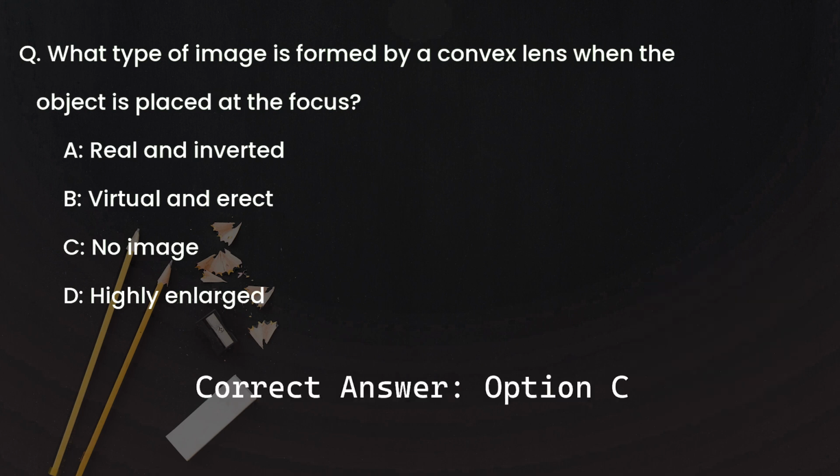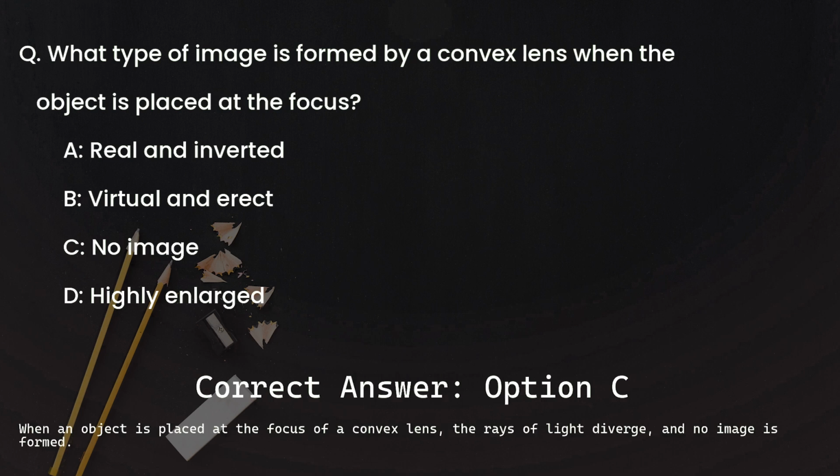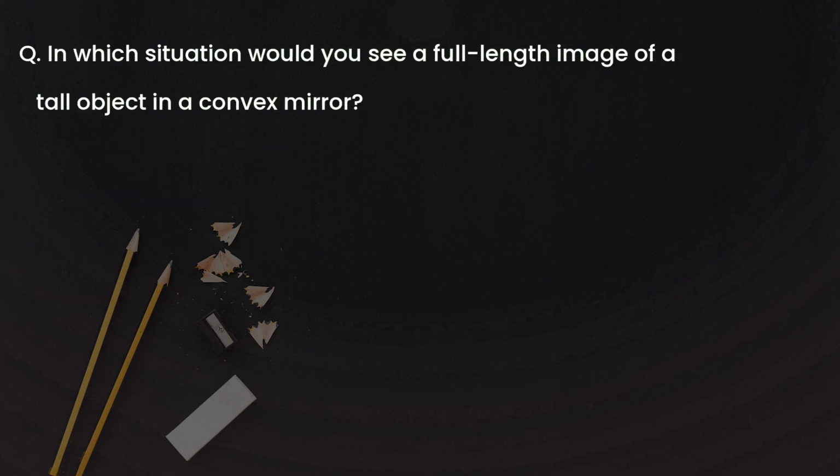The correct answer is option C, which is no image. When an object is placed at the focus of a convex lens, the rays of light diverge, and no image is formed. Question: in which situation would you see a full-length image of a tall object in a convex mirror?